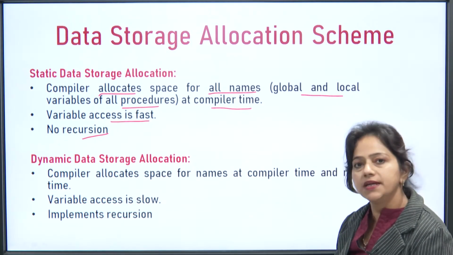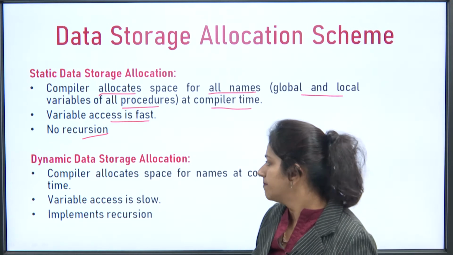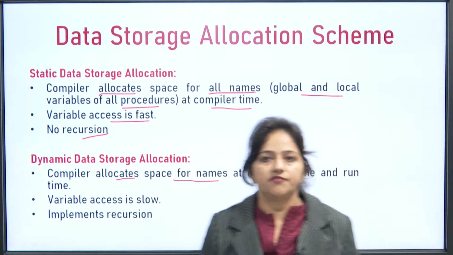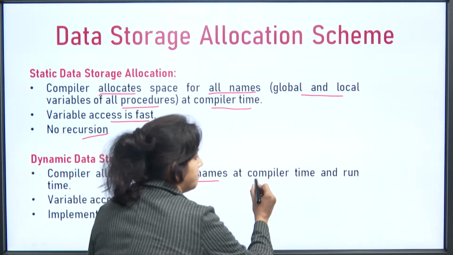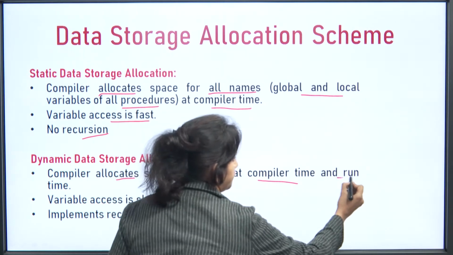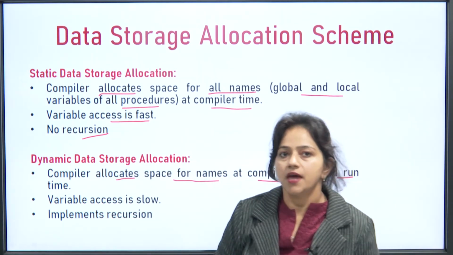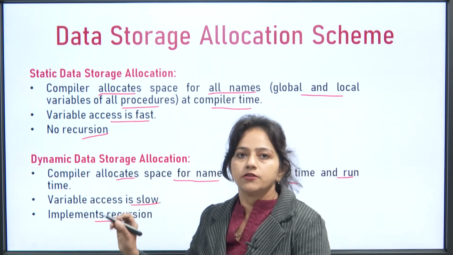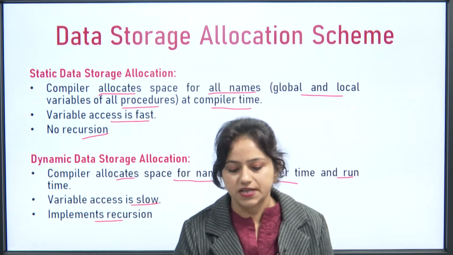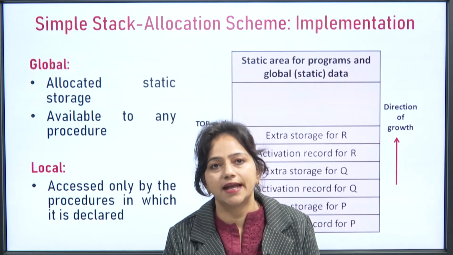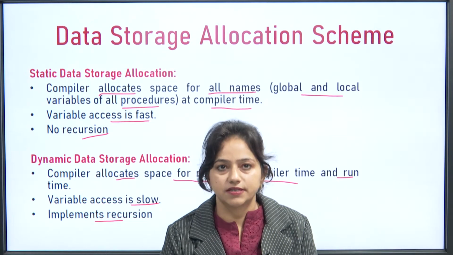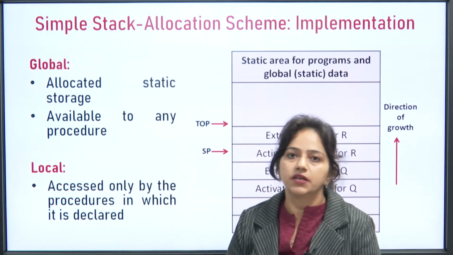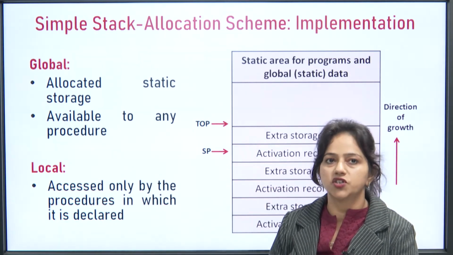Now, next is the dynamic data storage allocation scheme. Here the compiler allocates space for names that are available in the program. It allocates at compile time as well as run time. Here variable access is slow and it can implement recursion. So, broadly there are two types of allocation schemes and in today's lecture we will focus on the static data storage allocation scheme. So, we use a stack to implement the static allocation scheme.